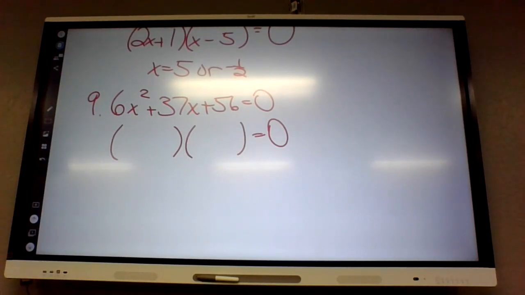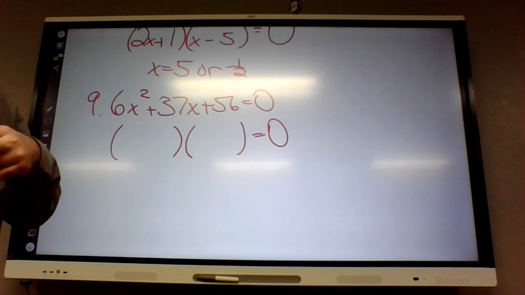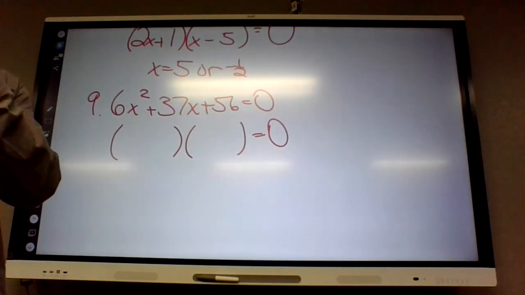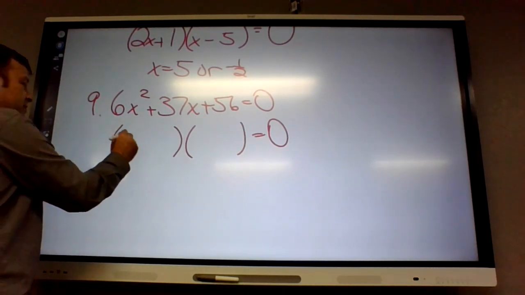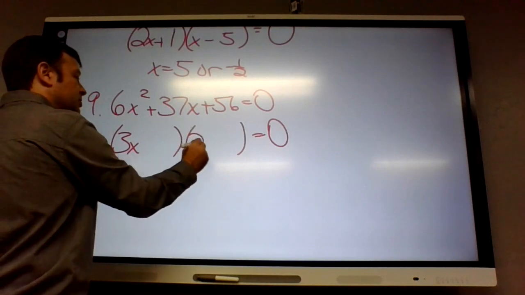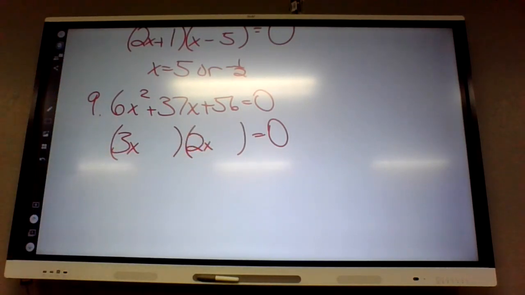6x and 1x. Okay, I'll give you a hint. This book was more likely to use the middle. I actually did check the answer. What else goes into 6x squared besides 6x times 3x and 2x? Yeah, that's going to be the one we need on this one. So we just got to kind of try and see if it works.